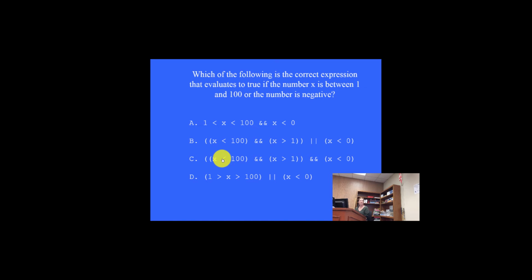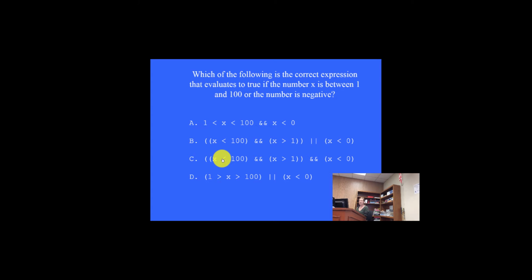All right. Which of the following is the correct expression that evaluates to true if the number x is between 1 and 100 or the number is negative? Hey, this is one that you actually did on the, well, similar. Which one? B. Okay. First I thought she was saying D. No, B as in boy, right? Okay. Let's check it. So if x is between 1 and 100, true. Or x is negative. Yes, that is correct.